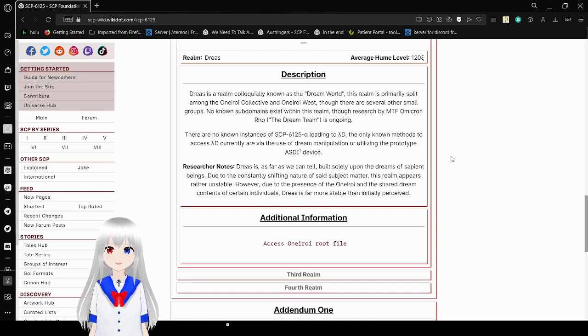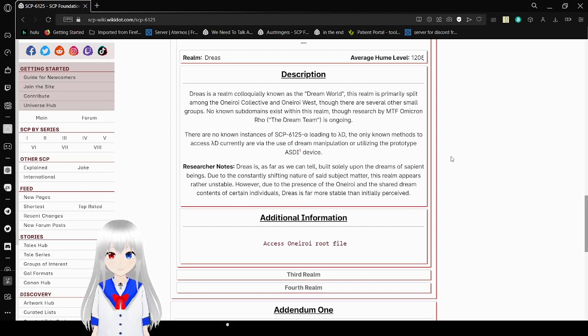Realm, Dries. Average human level, 120 humes. Description: Dries is a realm colloquially known as the Dream World. This realm is primarily split along the Aurora Collective and the Honorary West. There are several other small groups. No known subdomain exists within this realm. The research by MTF Omicron wrote, "Oh, the Dream Team is ongoing." There are no known instances of SCP-6125 alien to Dries.